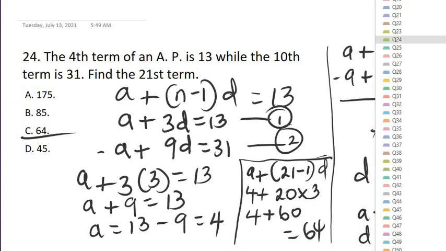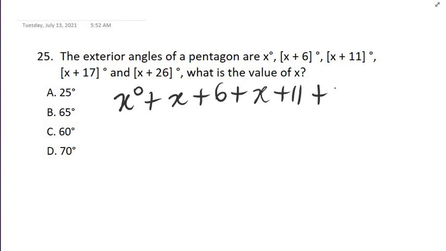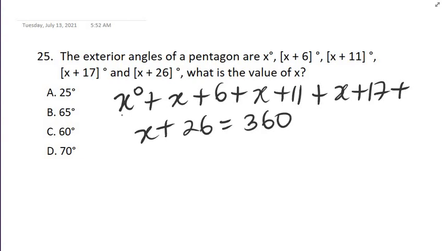Okay. Question 25. The exterior angles of a pentagon are all this. I want you to know that the sum of all exterior angles of a polygon is 360. So for a pentagon, 1, 2, 3, 4, 5. So x plus 6 plus x plus 11 plus x plus 17 plus x plus 26, everything should give me 360. So how many x do we have here? 1, 2, 3, 4, 5.